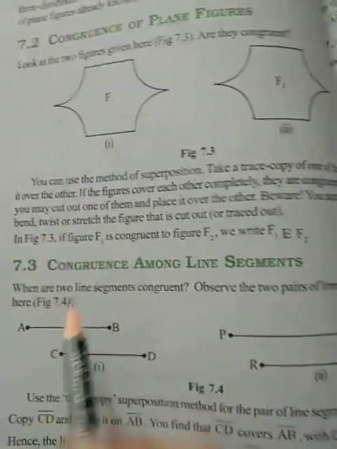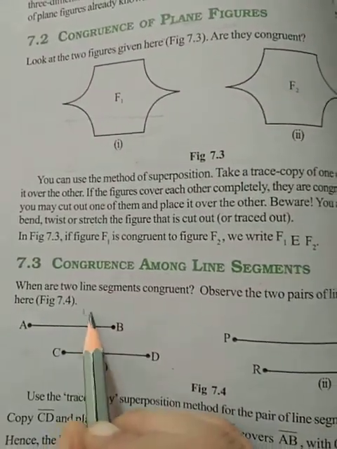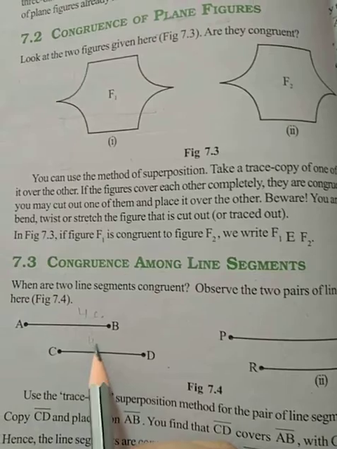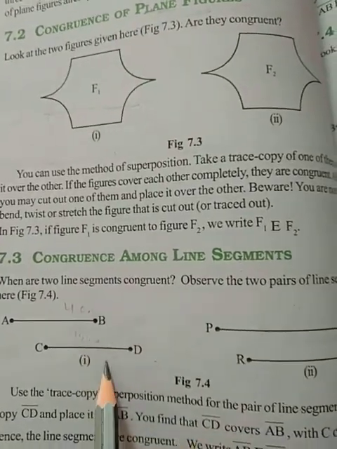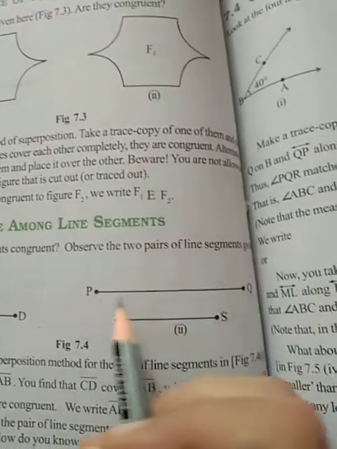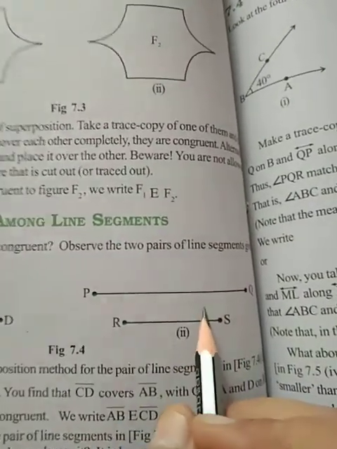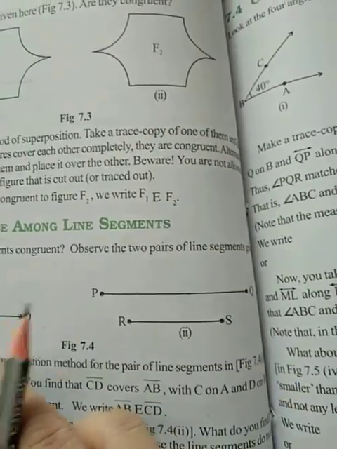Okay, now see congruence among line segments. If AB is 4 centimeter and CD is also 4 centimeter, then they both are congruent line segments. See, RS will not completely cover this PQ, so that means they are not congruent.